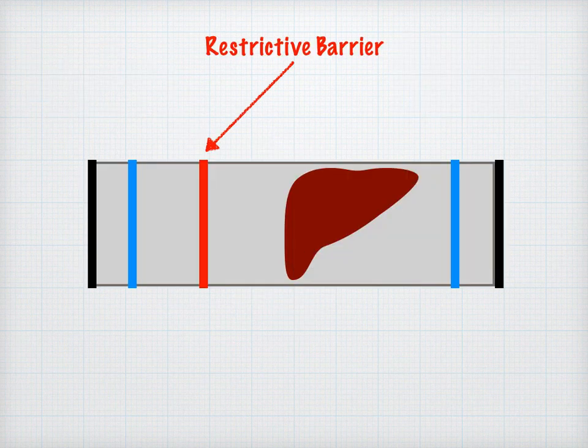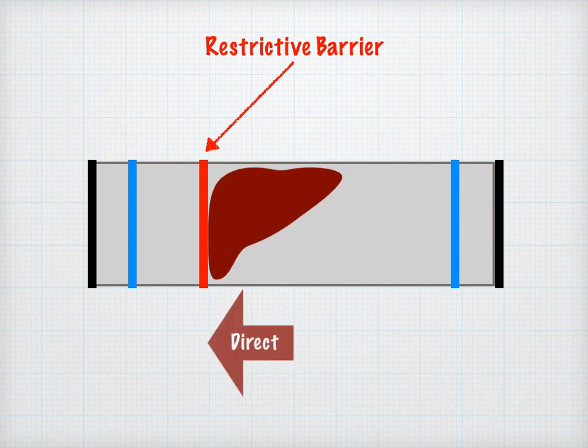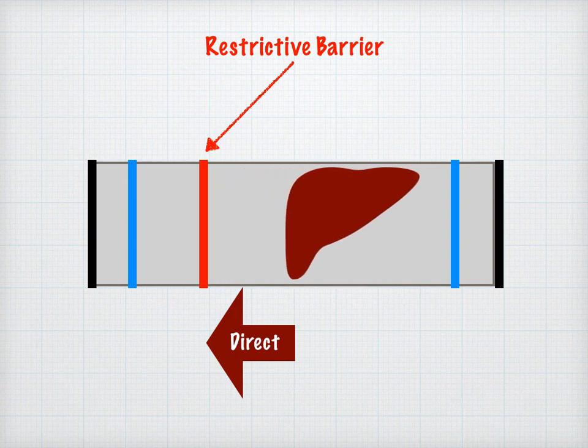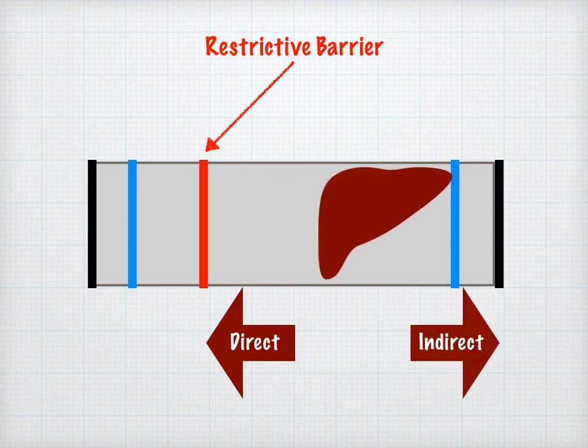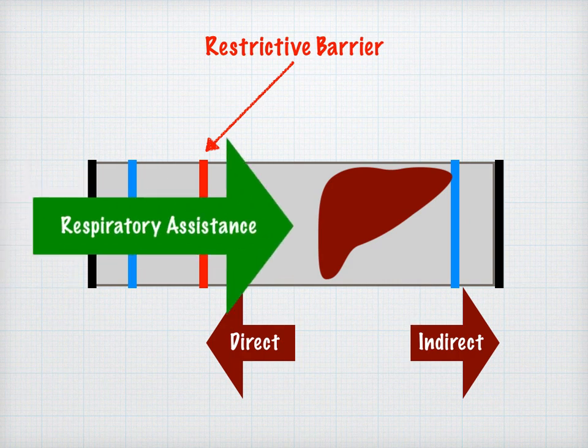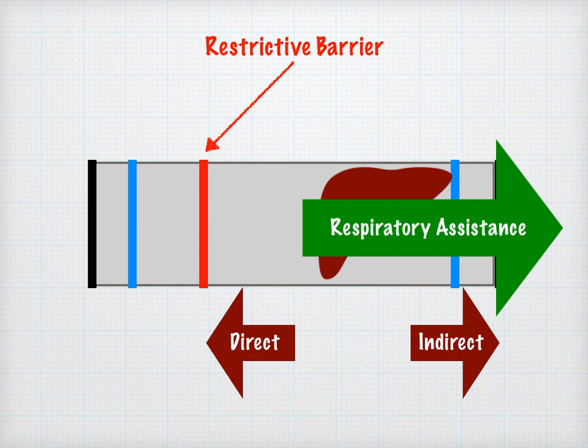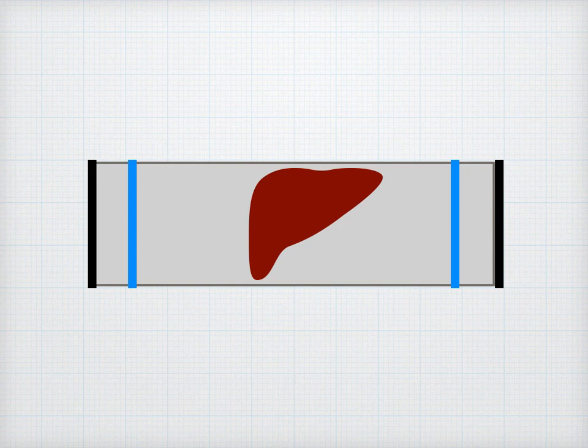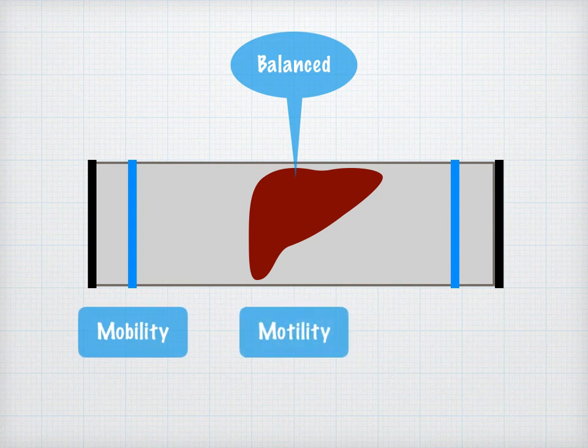In either case, the organ and associated tissues can be positioned directly in the direction of tension and less motion, or indirectly in the direction of ease or more motion. Then activating forces like respiratory assistance are employed to resolve the somatic dysfunction. This results in balanced tension, normalized organ mobility and motility, as well as normalization of the involved nervous system reflexes.